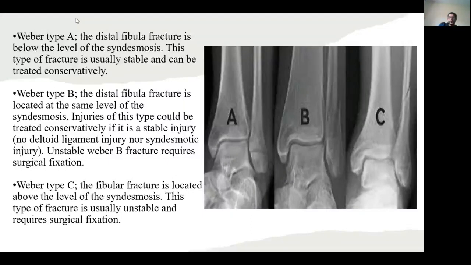Weber B. Here, the distal fibular fracture is located at the same level of the syndesmosis. Injuries of this type could be treated conservatively if it is a stable injury, I mean, no deltoid ligament injury or syndesmotic disruption. Unstable Weber B fracture requires surgical fixation. The third type is Weber C fracture, where the fibular fracture is located above the level of the syndesmosis. This type of fracture is usually unstable and requires surgical fixation.